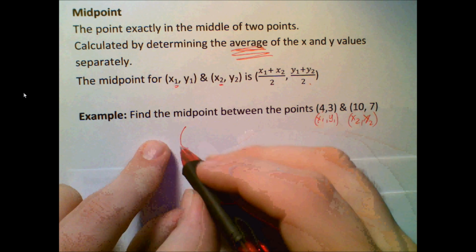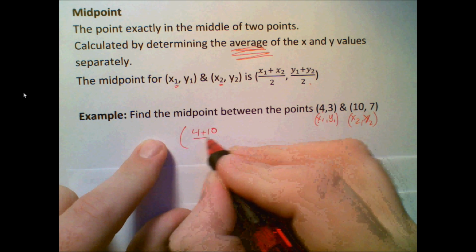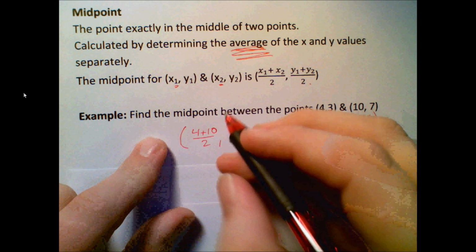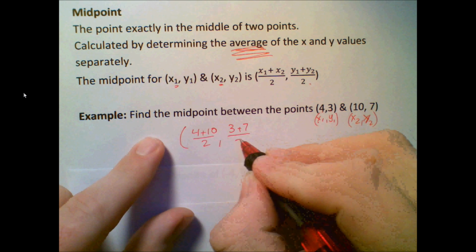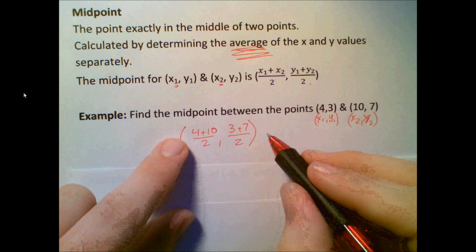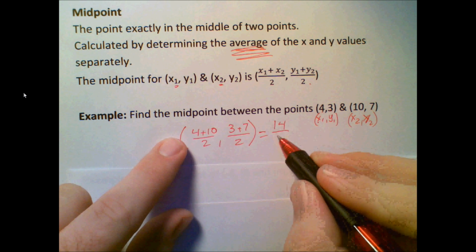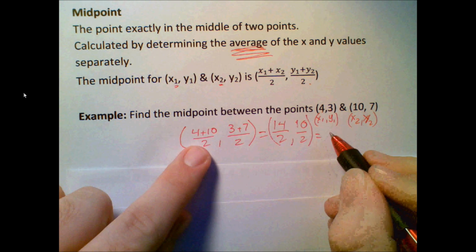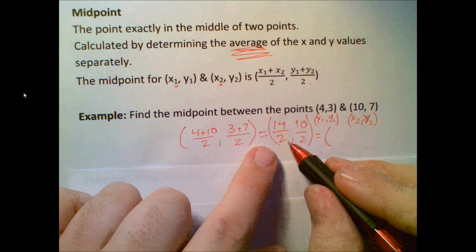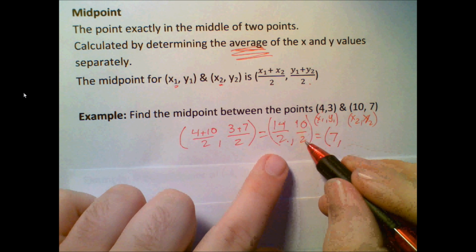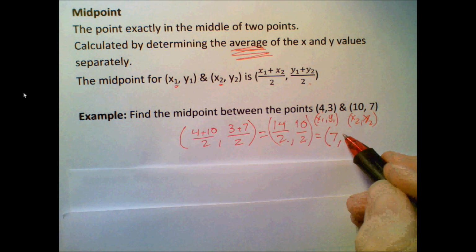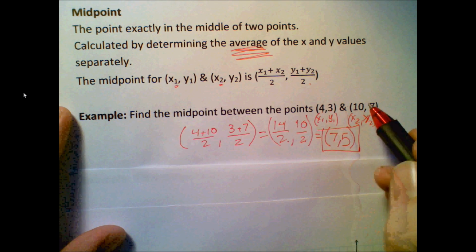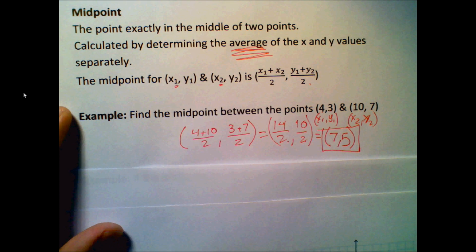So 4 plus 10 divided by 2. And then we do the y values: 3 plus 7 divided by 2. Now, this is going to be 14 divided by 2 and 10 divided by 2. Finally, 14 divided by 2 is 7, and 10 divided by 2 is 5. So therefore, the midpoint between these two points is (7, 5).